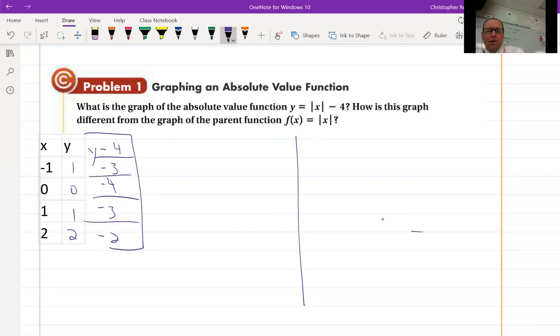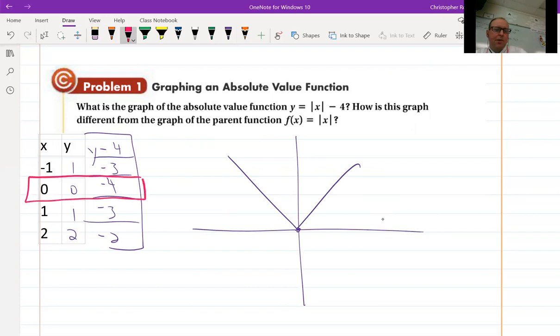So let's start with the parent. The parent sits down right here. And what we're going to do is identify what's different about this one. In this one, the middle, the starting point, because we were at 0, 0, 1, 2, 3, 4, this one is 0, negative 4. But then I have that same V shape. So they're going to look exactly the same. That's what we call a parent graph because they look similar to the parent.